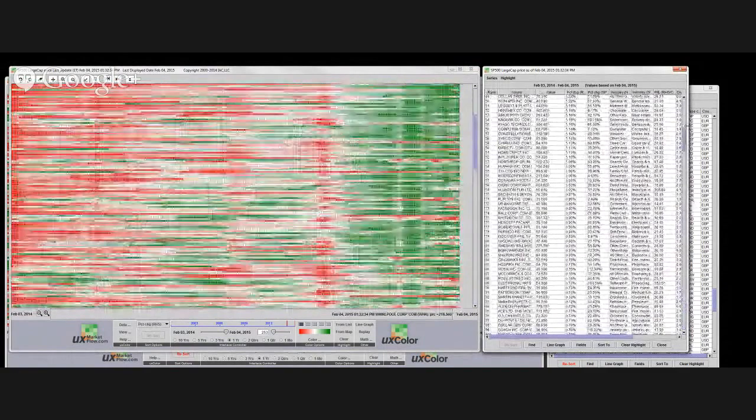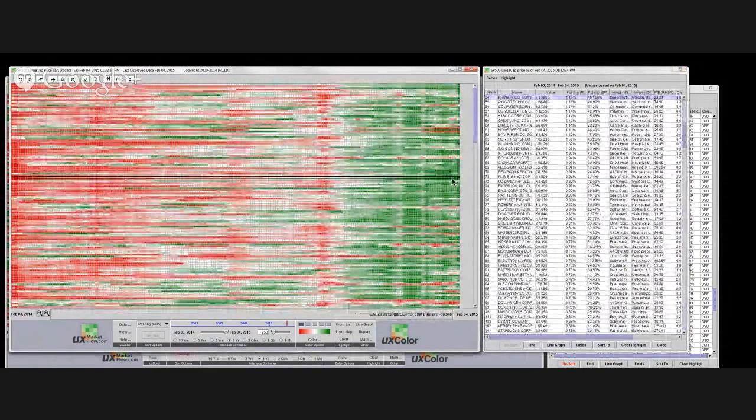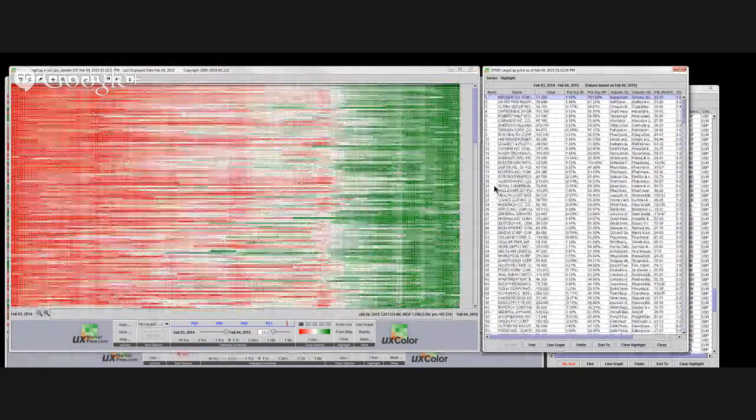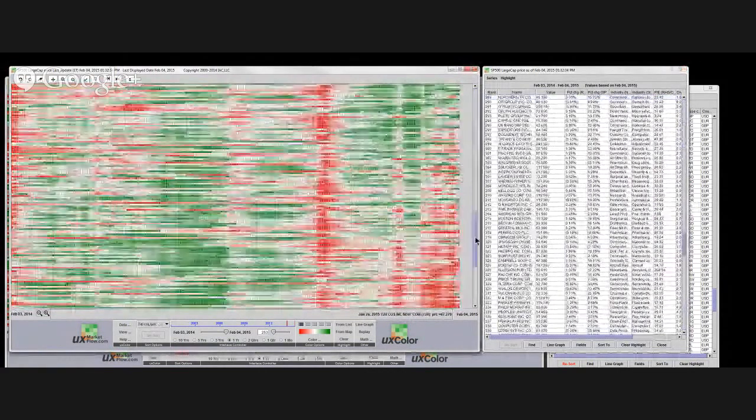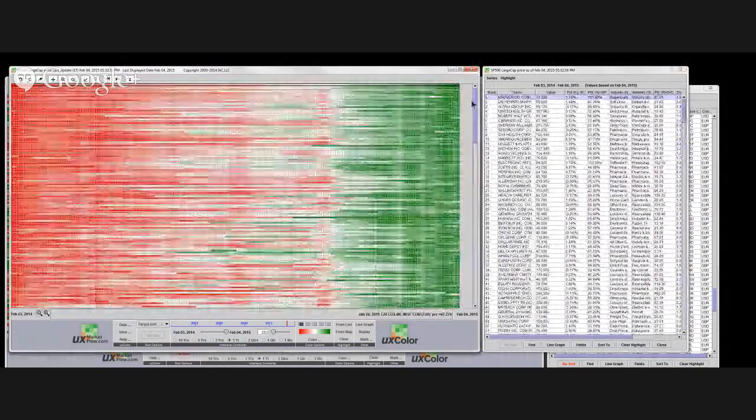I can do a variety of sorts in the uxColor map. I can sort to a pattern. If I want to find stocks like that, I click on this stock, go to sort, and sort it to that stock's pattern. So you can sort to a pattern. If you're a stock trader, then you might have a head and shoulders pattern, and we're doing a lot of pattern matching work and improvements to uxColor.